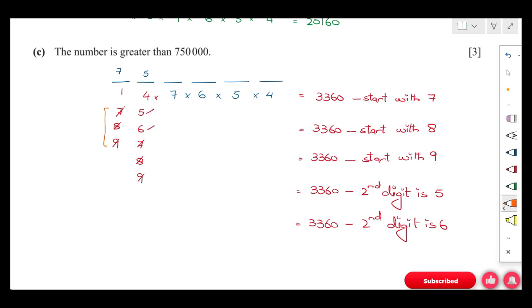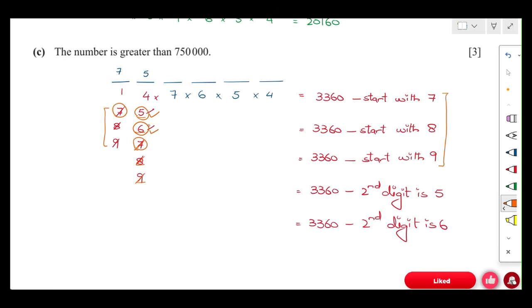Now for the second digit, if you start with 7, you're not supposed to take 7. Now you have just these four options, right? So we have done with the starting one. The starting ones are, I think, clear to every student. But now we have two more cases here: if you cancel the 7, cancel 8, cancel 9, we have two more options for the second digit. It can be 5, it can be 6, right?